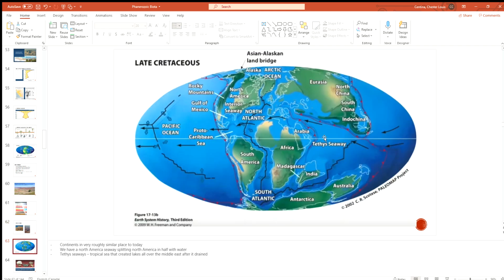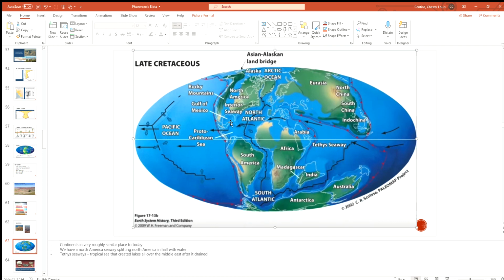Next. All right, so this is the late Cretaceous, a little similar to today. Only difference is this, I think. So you see this wind blowing this way, and let's try to look at my notes. Continents are in very roughly similar places to today. We have North America, with a seaway splitting North America in half with water. Oh yeah, the Panama Canal is here now, right? The modern map. But before it wasn't there, so the water goes whoosh, straight through.